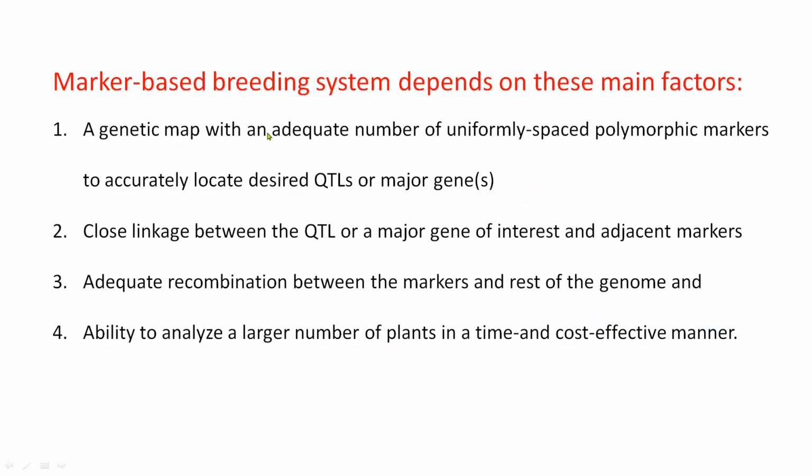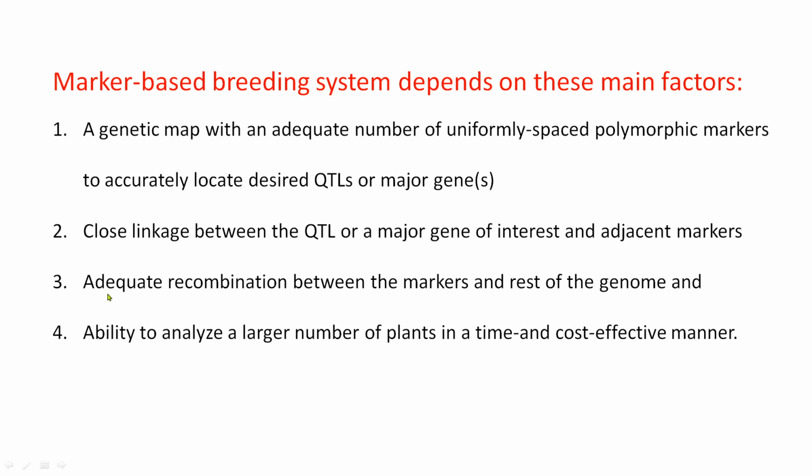So there are some factors which decide the accuracy of a marker-assisted breeding program. First one is a genetic map which is adequately associated with uniformly spaced polymorphic markers, so as to map the gene of interest or QTL with the associated marker, okay. And next one is close linkage between the QTL or major gene of interest with the adjacent markers. So a close association of as nearly as 5 centimorgan or lesser, which is known as tight linkage between the gene of interest and adjacent marker, is necessary for marker analysis.